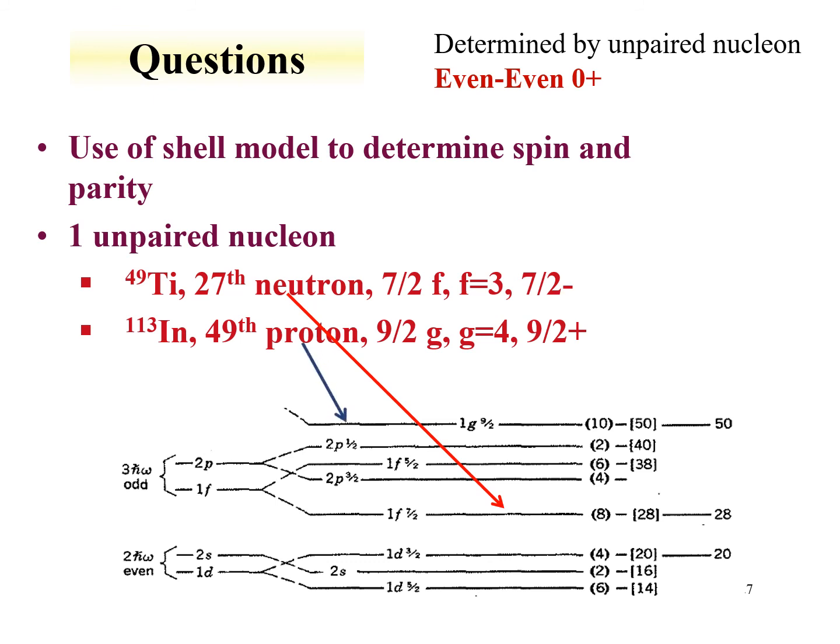Another example, indium-113. The 49th proton defines this element, indium, and that lives here. It's a g 9 halves. 9 halves is the spin, g is 4, so it's 9 halves plus. If you go to the chart of the nuclides and look up indium-113, you'll indeed see that the spin and parity are 9 halves plus. This also indicates that these nucleons are spherical, since the shell model is used to evaluate, and is based on, spherical nuclei.